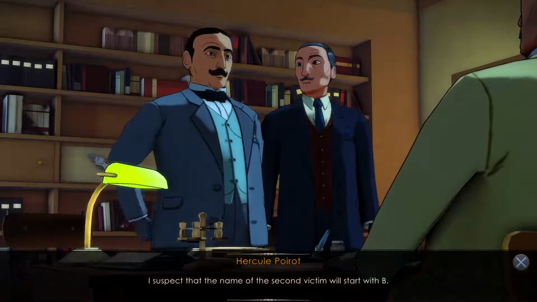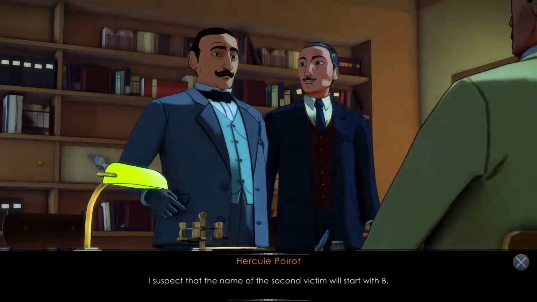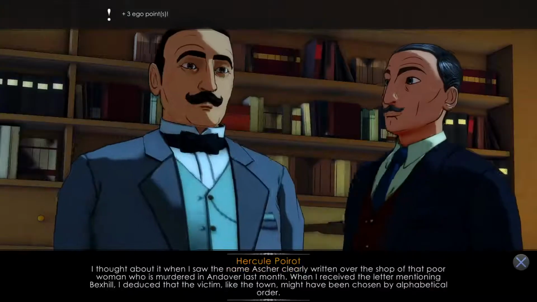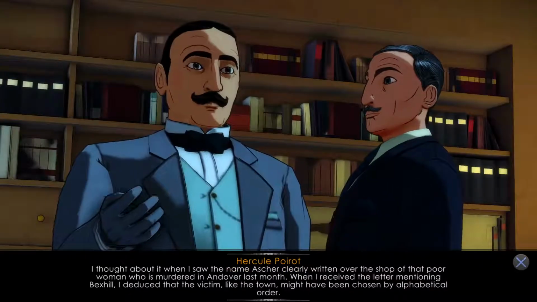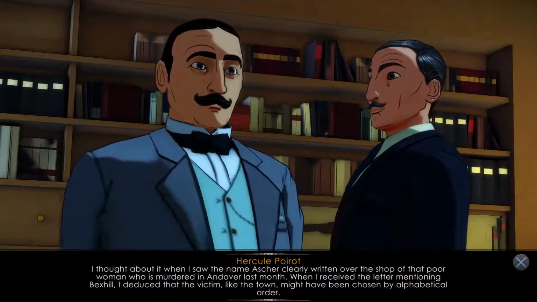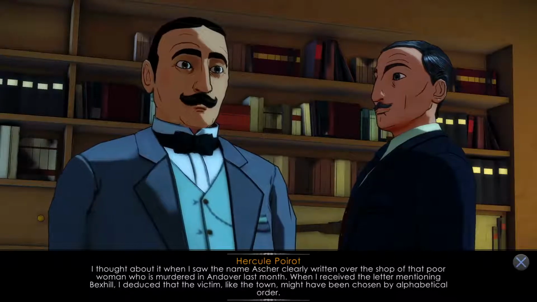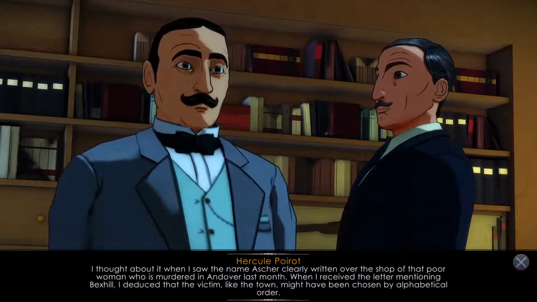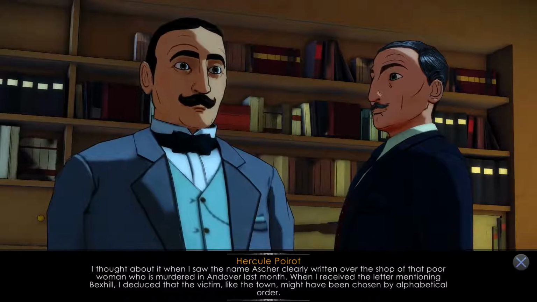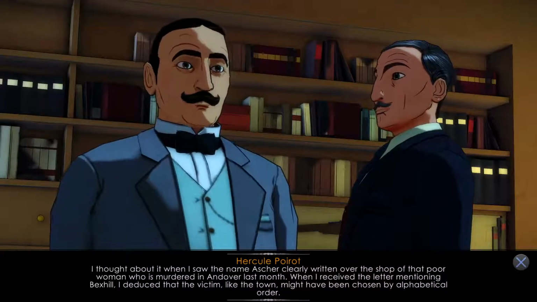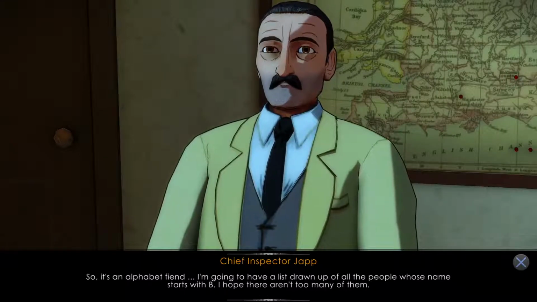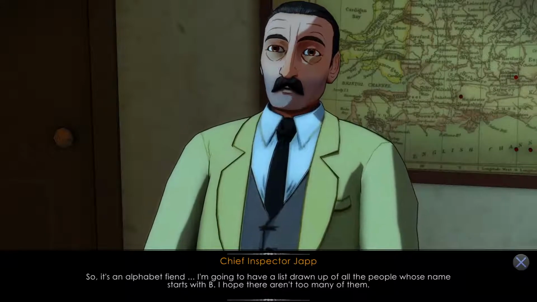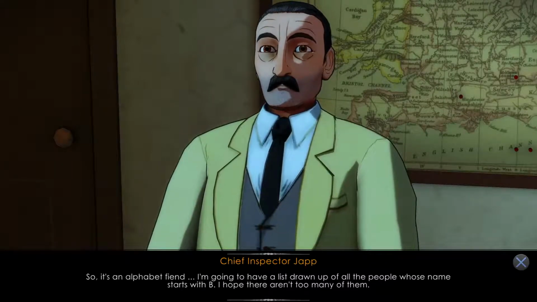I suspect that the name of the second victim will start with B. What on earth makes you think such a thing? I thought about it when I saw the name Asher clearly written over the shop door of the unfortunate woman who was murdered in Andover last month. When I received a letter mentioning Bexhill, I deduced that the victim, like the town, might have been chosen by alphabetical order. So it's an alphabet fiend. I'm going to have a list drawn up of all the people whose name starts with B. I hope there aren't too many of them.